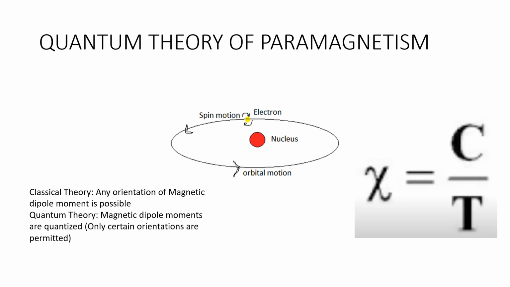Electrons are revolving around the nucleus. Also, at the same time, the electrons are spinning about their own axis. So there are two dipole moments. One is the orbital dipole moment and another is the spin dipole moment. And these two together form the total magnetic dipole moment J. So that gives the magnetic properties to this material.